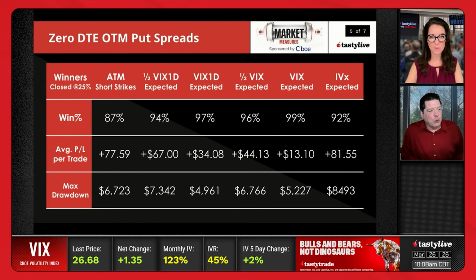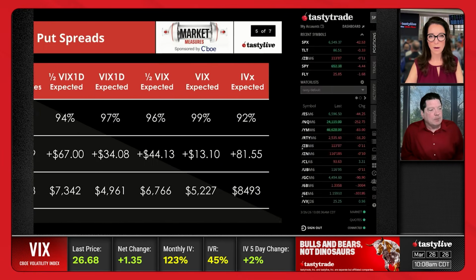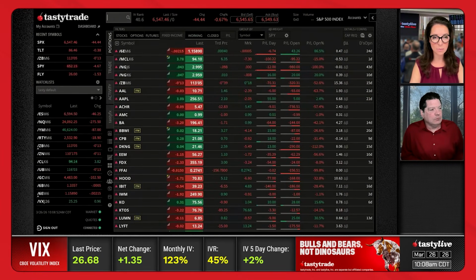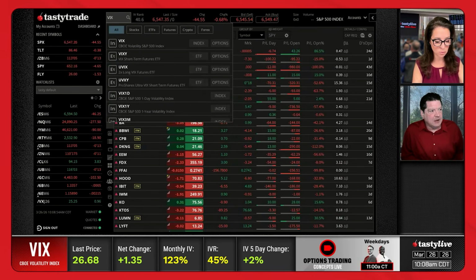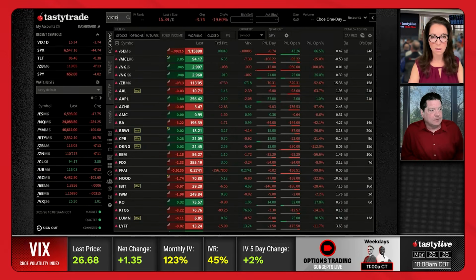So what they did was, let's just look at the middle one, VIX 1 day expected move. So what they did is they took the VIX 1 day, and we can go to the platform and actually pull that up, so people can see. Yes, so they see VIX. It's a real live thing. Okay. VIX 1 day is 1534.